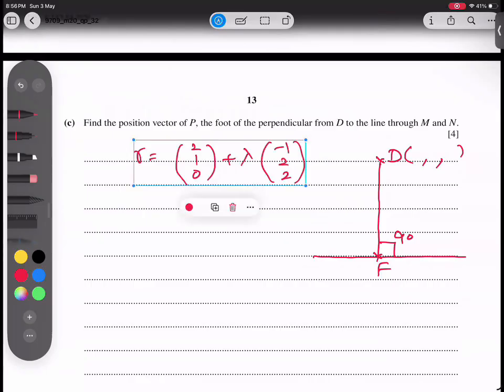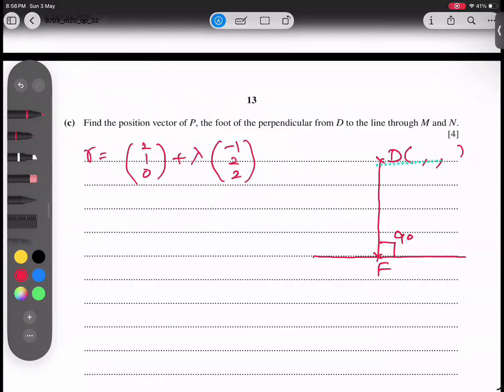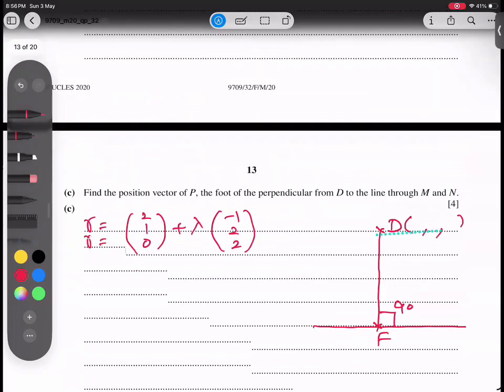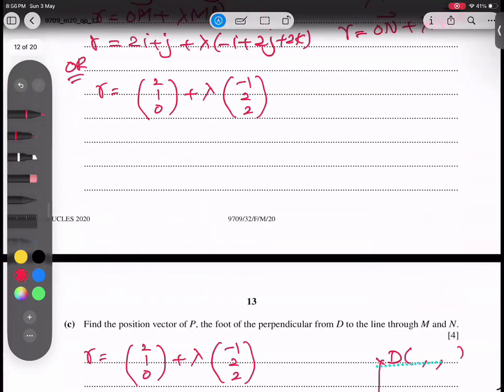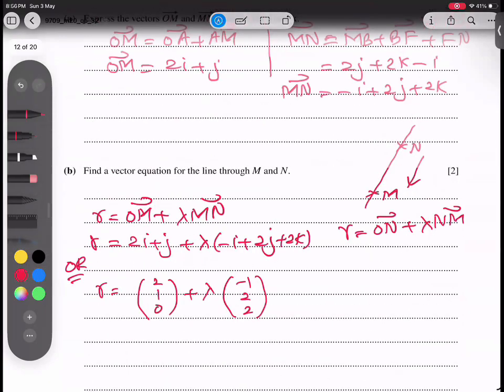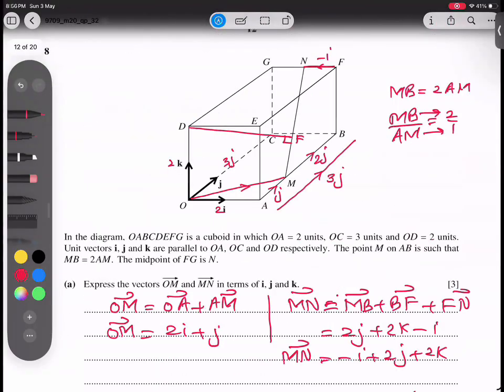Clear. So this is the line we have already, students. What is point D? We have to check it in the diagram on top. If you look carefully, what are the D coordinates? It has no I and no J, only K. So 0, 0, and 2. Repeat my words: it's going upwards only 2. So D has coordinates 0, 0, and 2 only. That's the D coordinates.